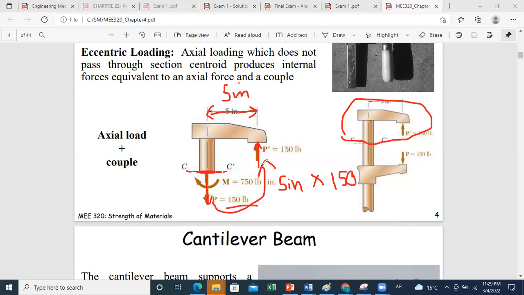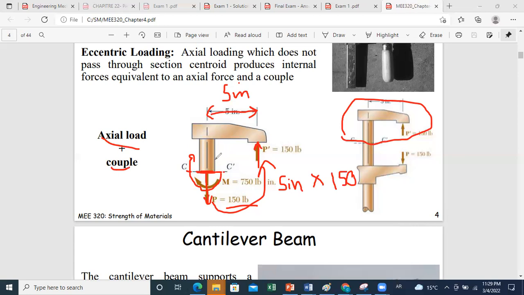And then the bending moment will be opposite. So since the couple created by P and P prime is counterclockwise, the bending moment at this section will be equal to 750 lb times inch. So here is an example of axial loading plus bending moment developed. It's not pure bending, it's a combination of axial loading and bending.